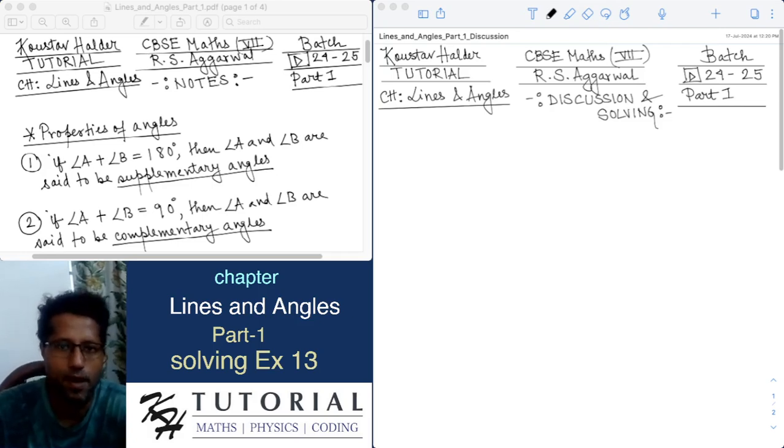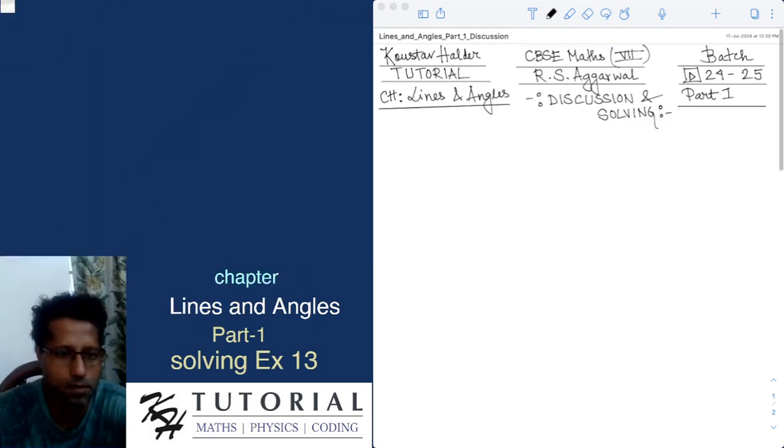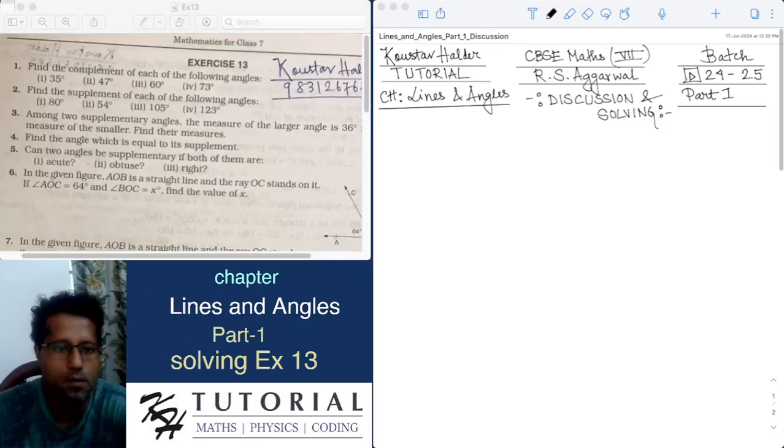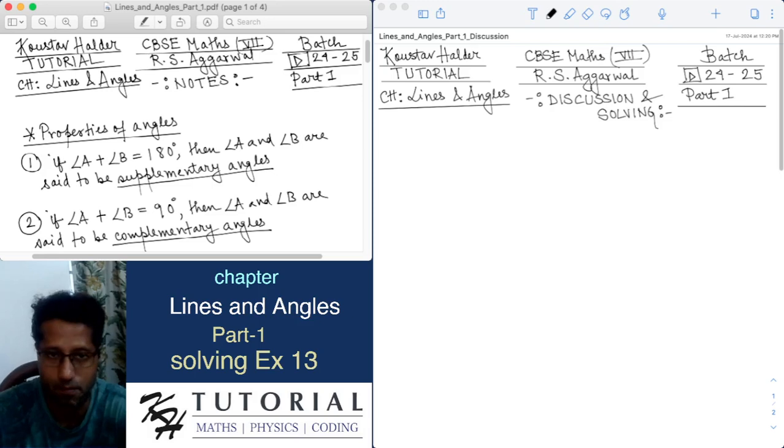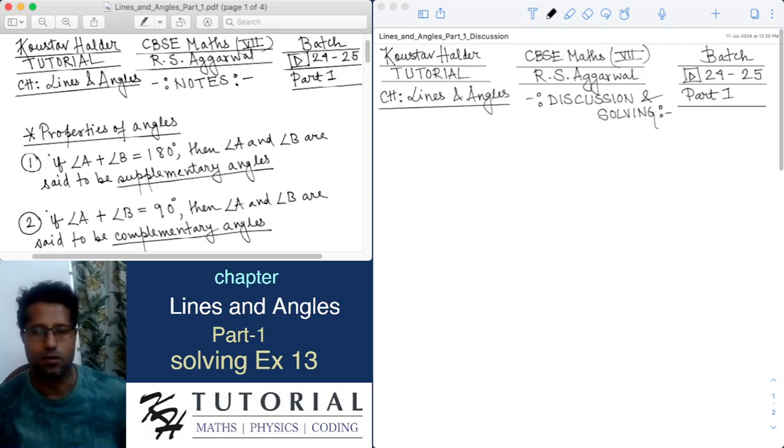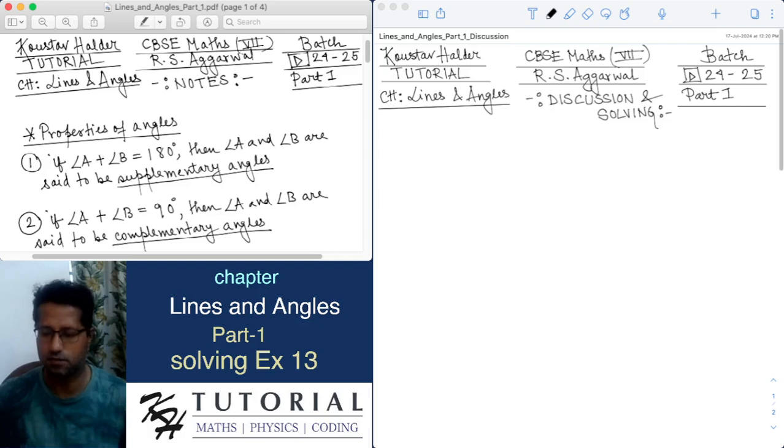Okay, so I have my rough notes prepared on the left hand side, and I hope you can see it. On the right hand side, I will discuss the concepts of the properties of angles, and finally we'll solve the problems from exercise 13.